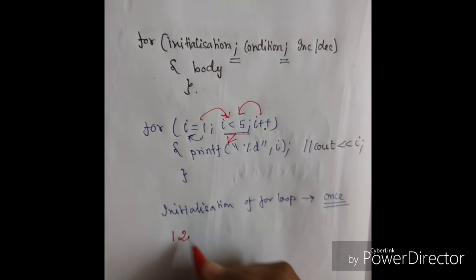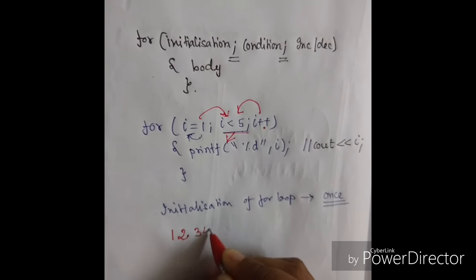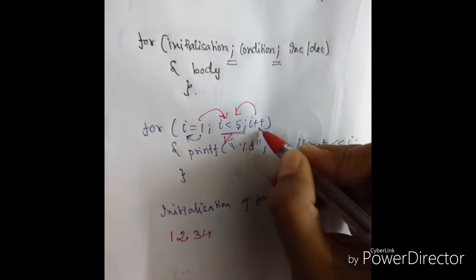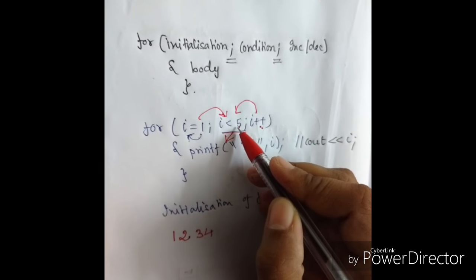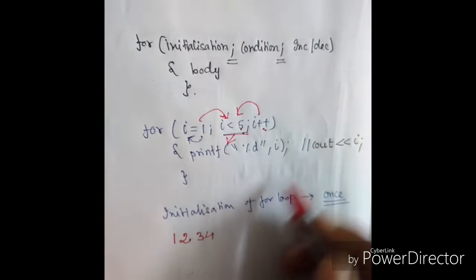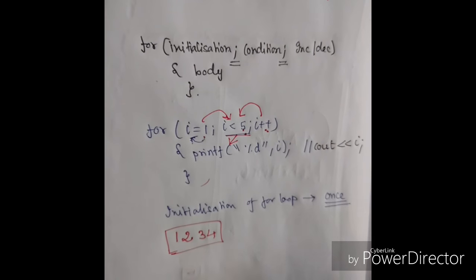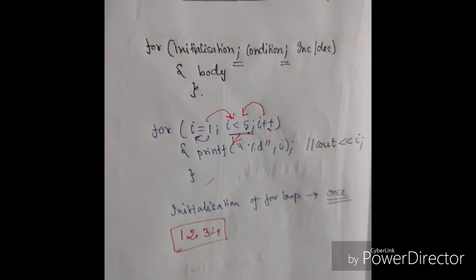Similarly, this will work till 4 times, as I have given i equal 1 till i less than 5. When i becomes 5, we'll check the condition. Is 5 less than 5? No. So the loop terminates, and this is what we get as our output. So it was the simple working of our for loop.